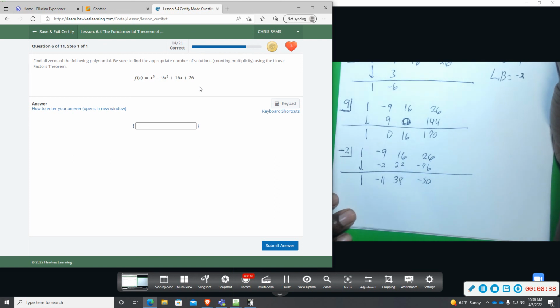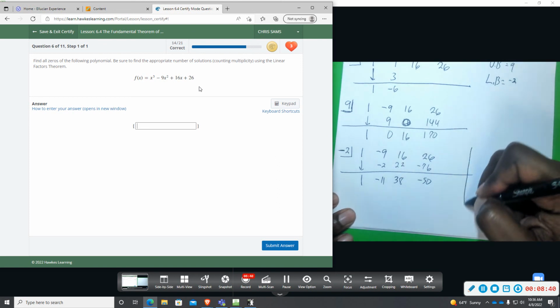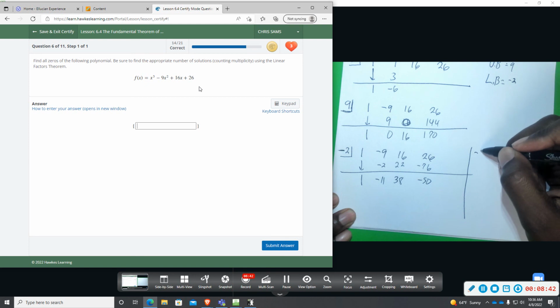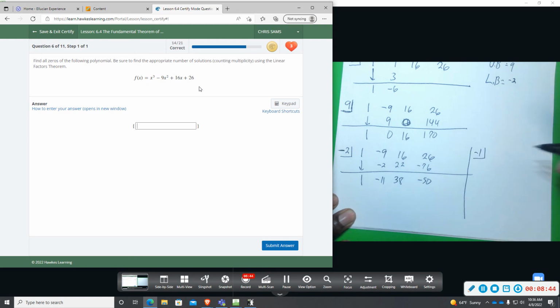We need to double check by doing negative 1. That's the only other number before it. So I'm going to go negative 1 and see. And this actually might give me a 0, and then I can start solving the problem from here. So let's try negative 1. So we got 1, negative 9, 16, and 26. Because we do have one negative 0, only one number smaller than it.